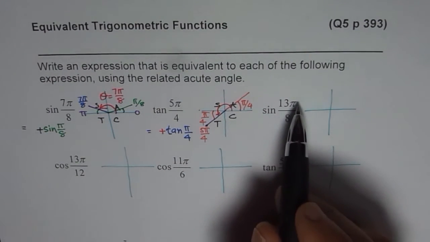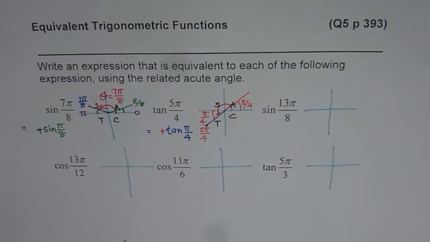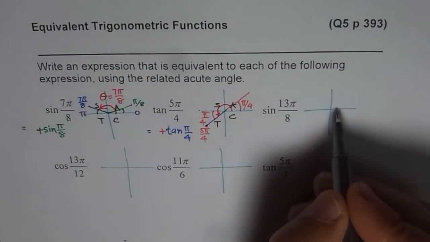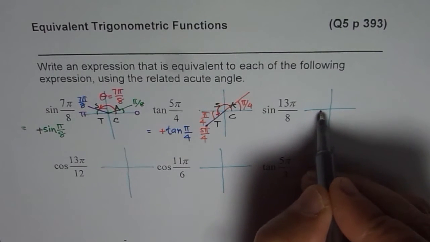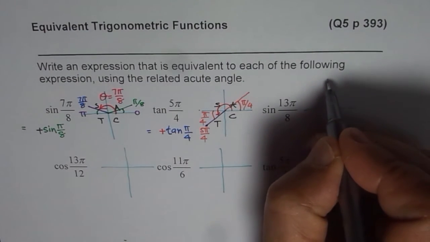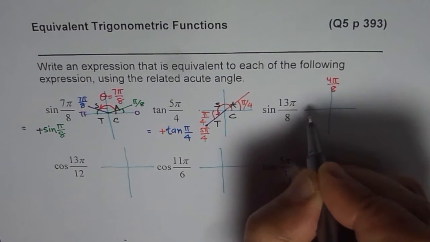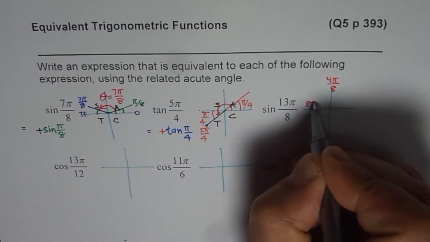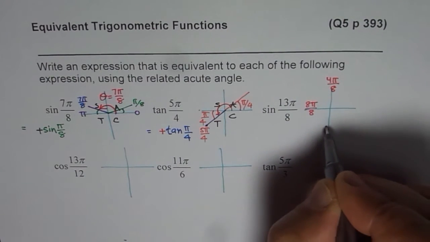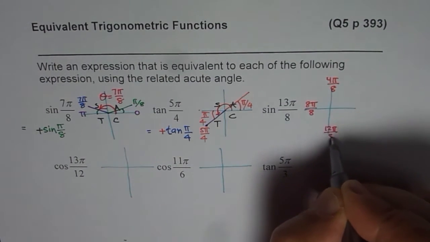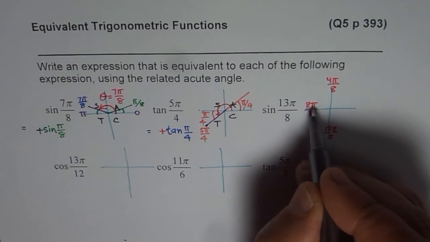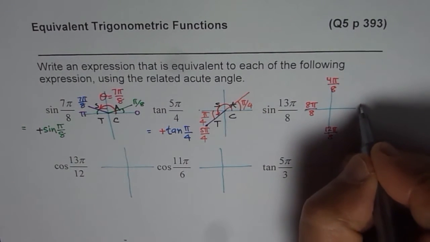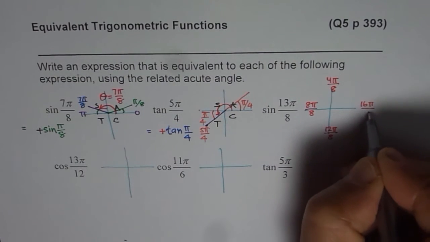Now sine 13 pi by 8. 13 pi by 8 means what? We have 8 portions here and 8 there. That means this I should say as 4 pi by 8. Is that okay? This will be 8 pi by 8, correct? 12 pi by 8. 8 divided by 8 is pi. Now, and this is going to be 16 pi by 8.